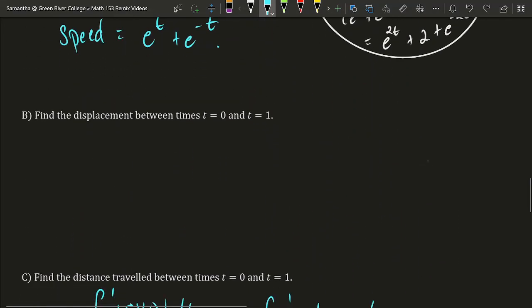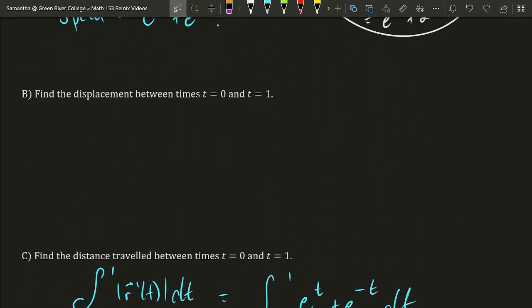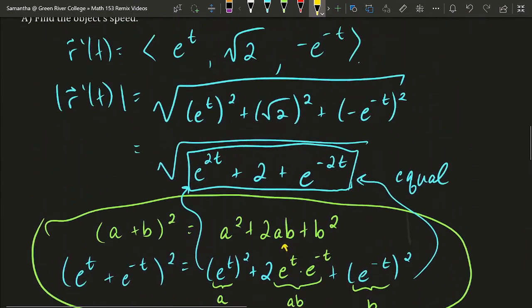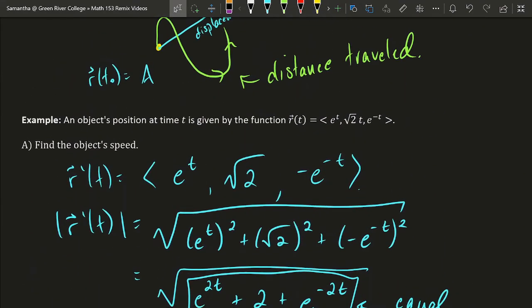Now scrolling back up, let's contrast that with what we get if we calculate the displacement between the times t equals 0 and t equals 1. The displacement vector between our initial position and our final position, I could get by just plugging t equals 0 into our position function, plugging t equals 1 into our position function, and subtracting the two results.